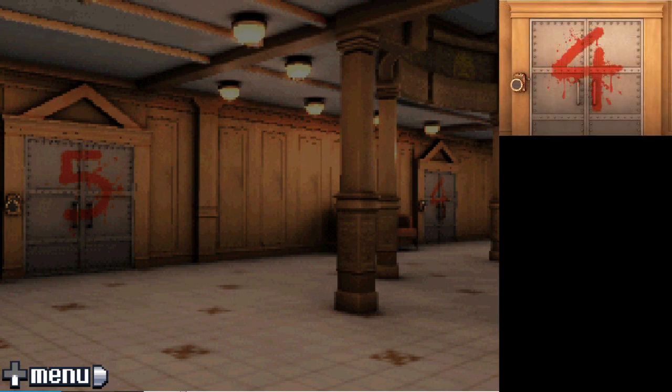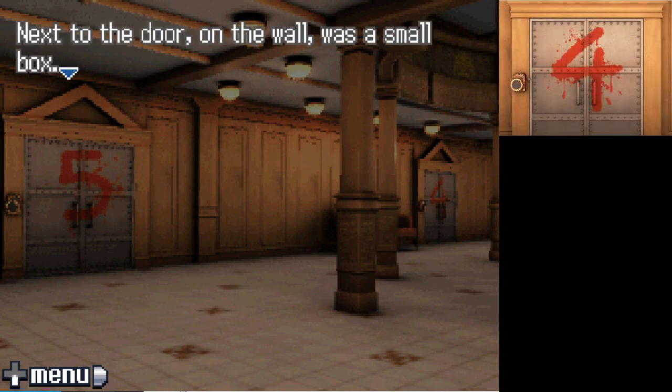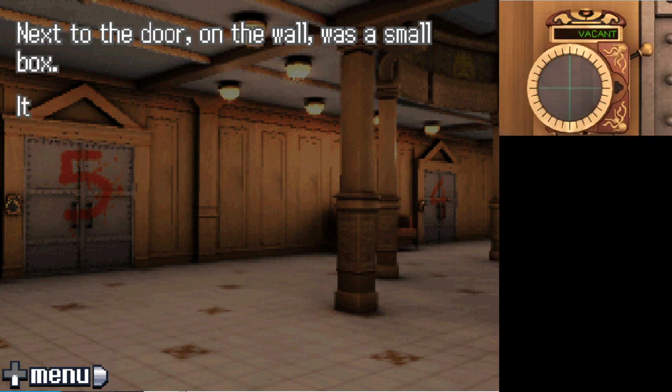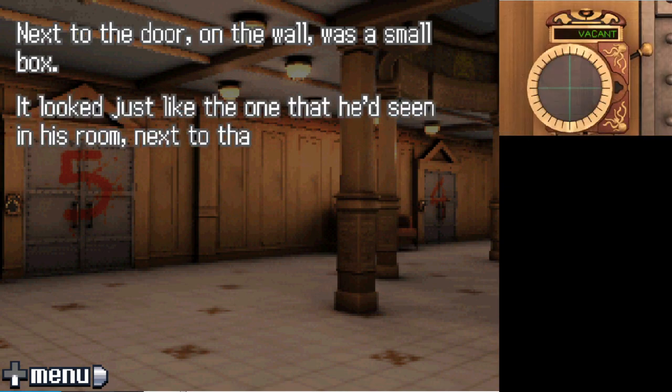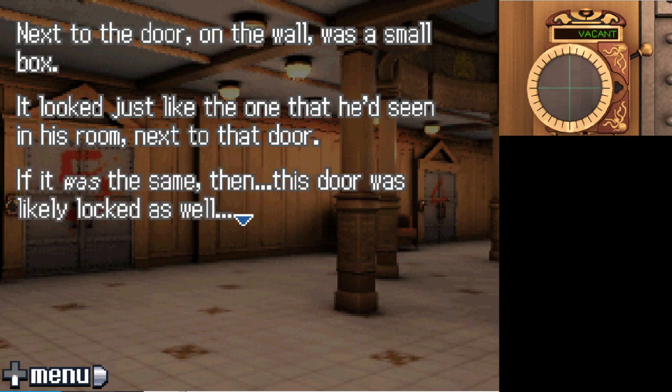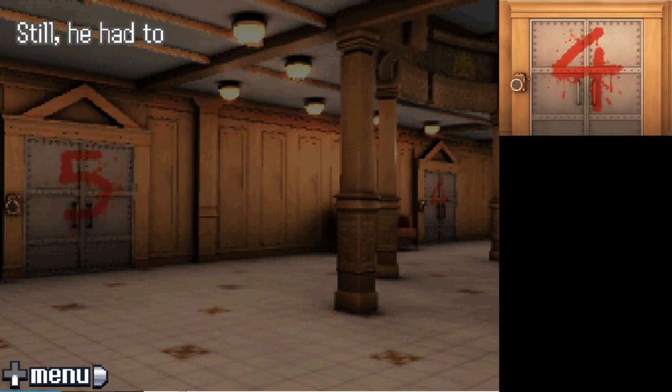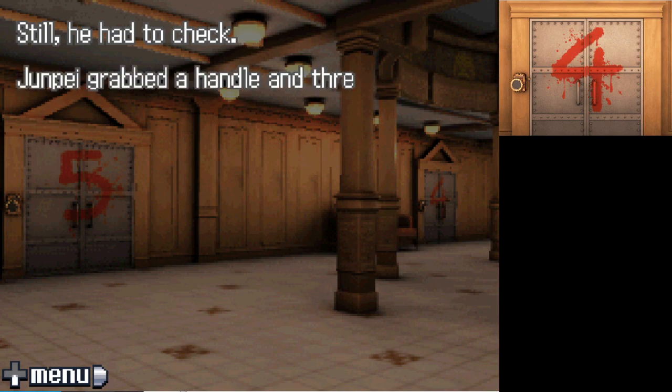Junpei looked toward it. Next to the door on the wall was a small box. It looked just like the one that he had seen in his room next to the door. If it was the same, then the door was likely locked as well. Still, he had to check.